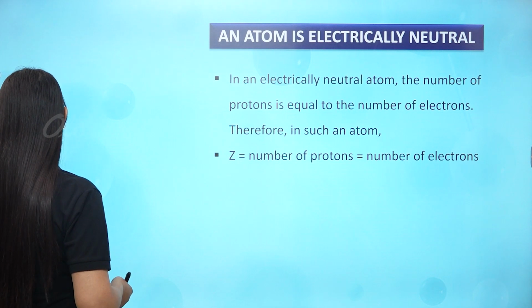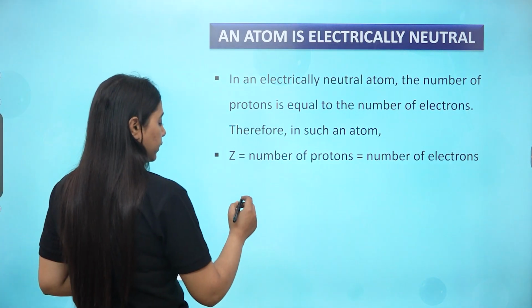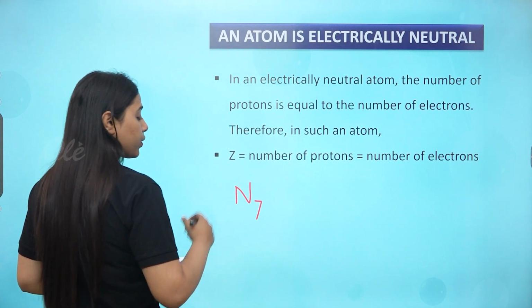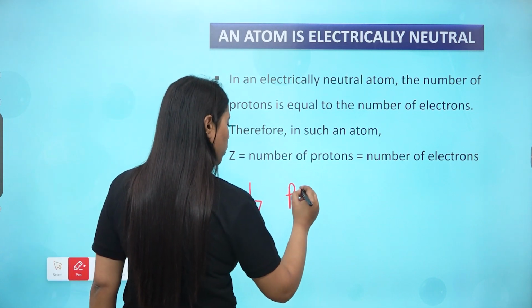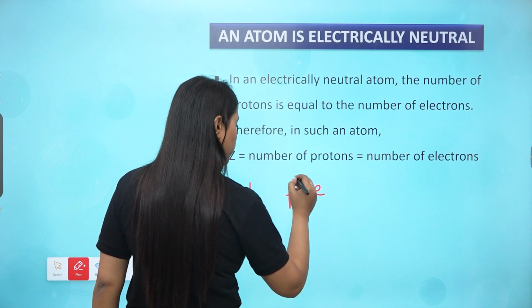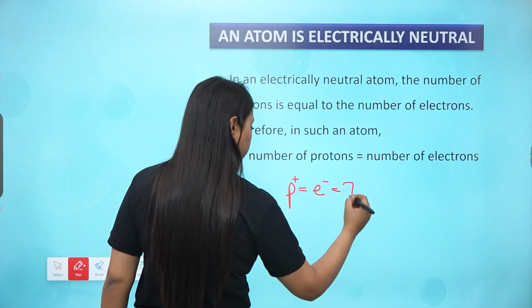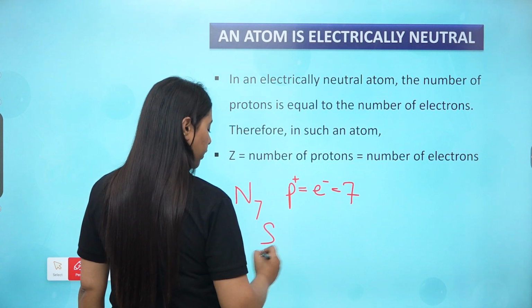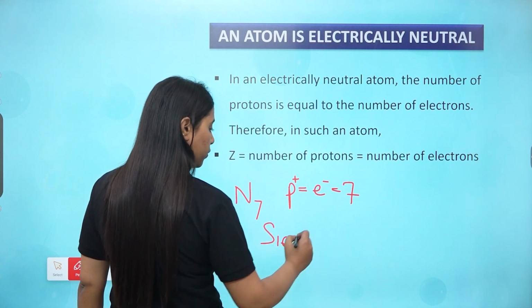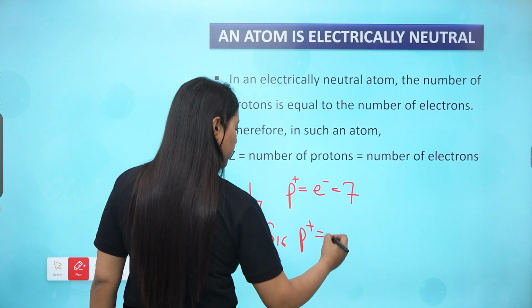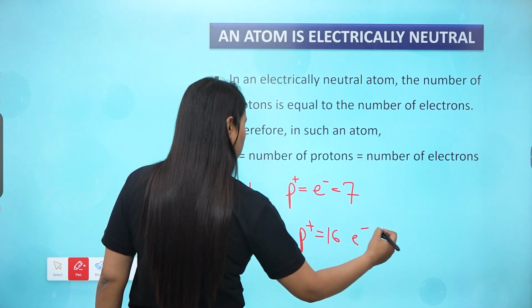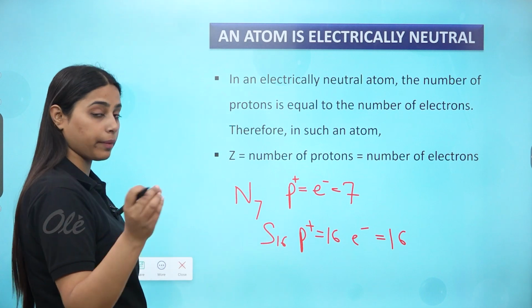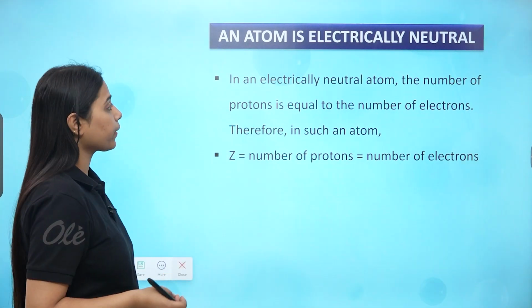Let's understand another example. Take the element nitrogen. It has atomic number 7. By this we mean that it has 7 protons and 7 electrons. In the same manner, for sulfur, it has atomic number 16, so it will have 16 protons and 16 electrons. For any element you can write and remember in this manner.